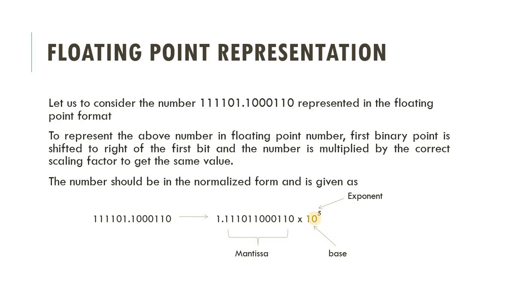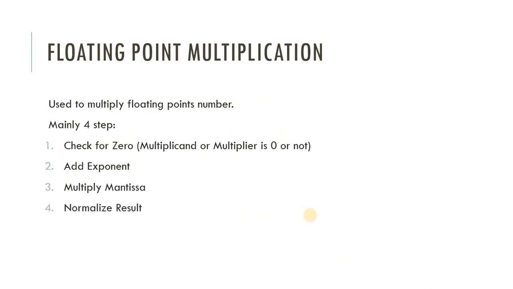Now here we are going to learn about how to multiply the floating point numbers. If you want to multiply these two numbers, at that time we'll follow some algorithm. Usually there are 4 steps to perform the multiplication. First is check for zeros. We have to check if any multiplicand or multiplier is 0 or not. If both are 0, then the result is 0. If any one of multiplicand or multiplier is 0, at that time the result is also 0, because 0 multiplied by anything is equal to 0. So that is the first step in which we have to check for 0.